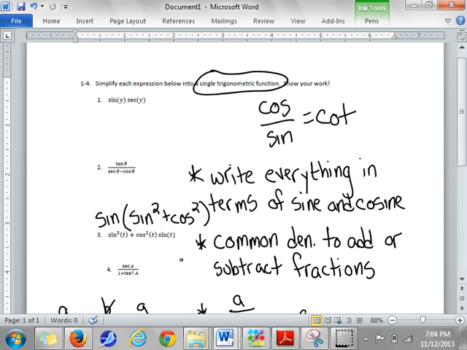I'm being kind of lazy right now in my writing. And hopefully at this point that should be a red flag right there. Sine squared plus cosine squared is the main Pythagorean identity, and that ends up just being 1. So number 3 would simplify down to sine. So factoring helps.